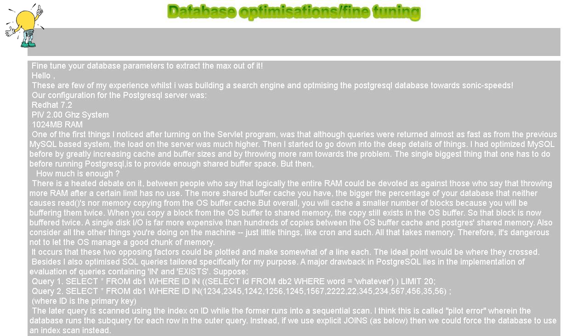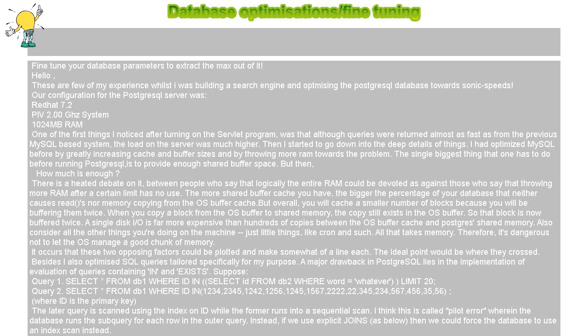Query 2. Select * from DB1 where ID in (1234, 2345, 1242, 1256, 1245, 1567, 2222, 22, 345, 234, 567, 456, 35, 56), where ID is the primary key.